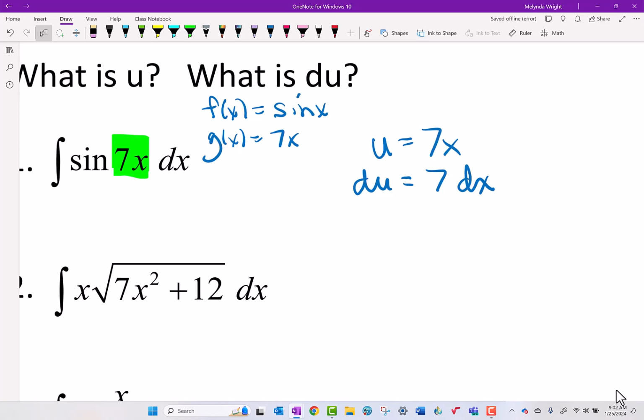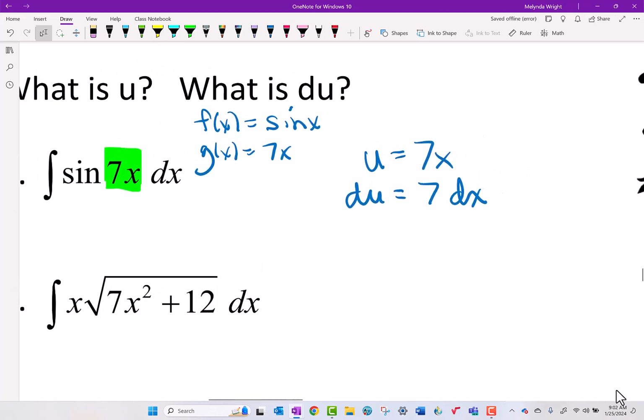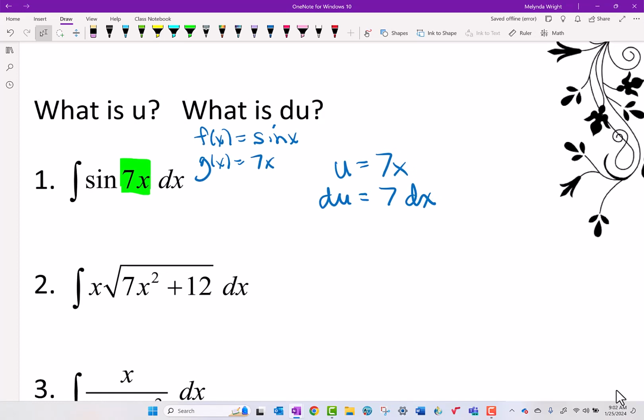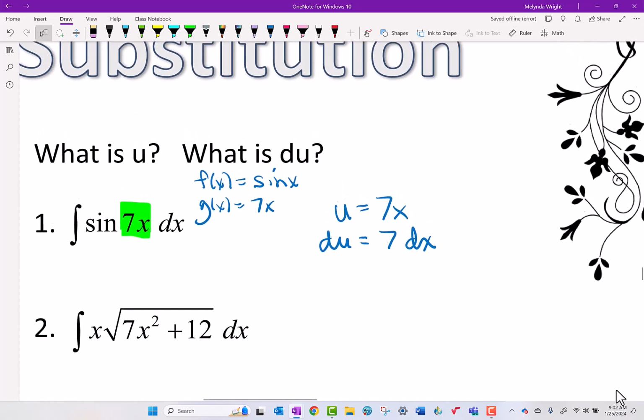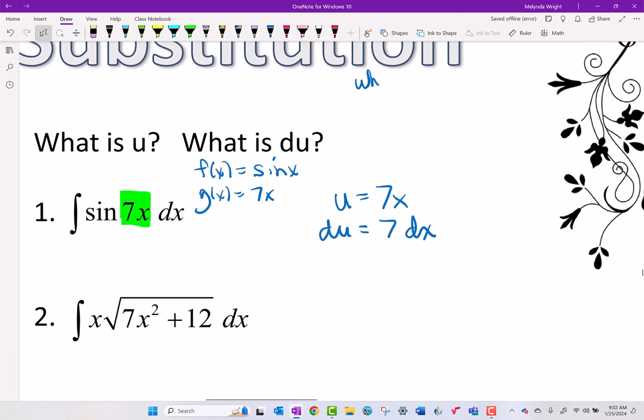Okay, so let's look at our next one. We want to figure out what's u. And let me just say, let's do some guidelines out here. Where do we usually find u? Let's make a list. I'll just write it up here. So, where do we usually find u?